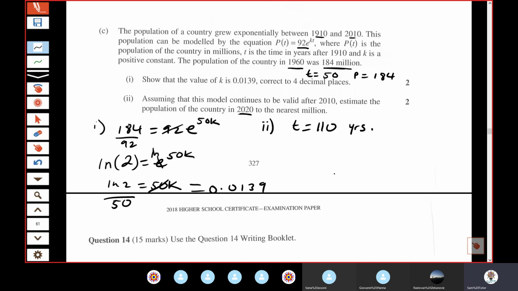And that's it. Very easy. P equals 92 e^(Kt).